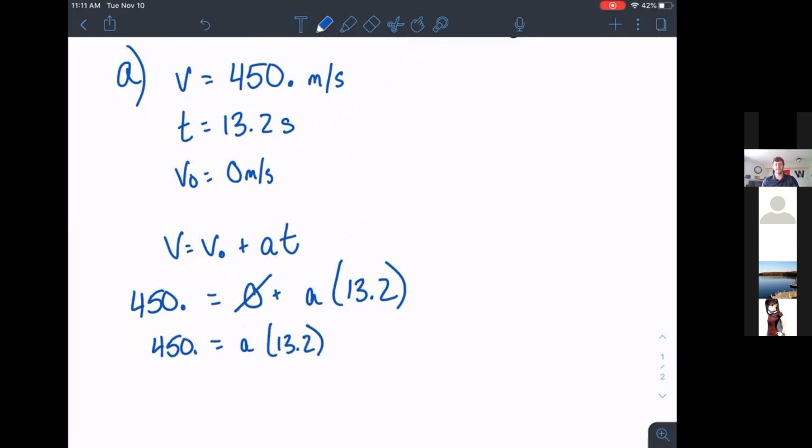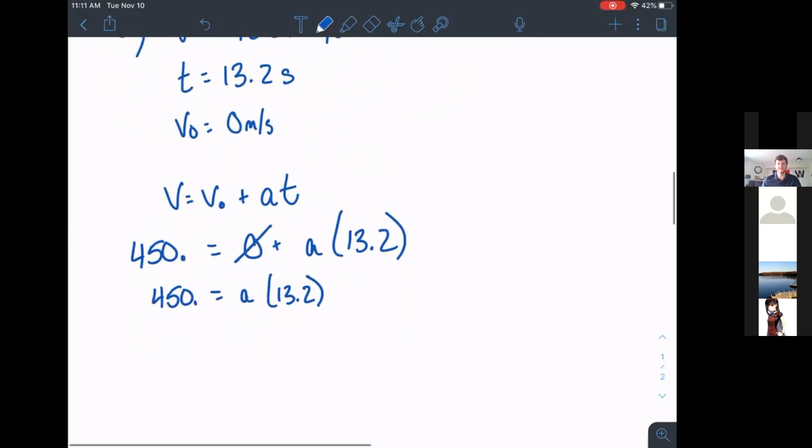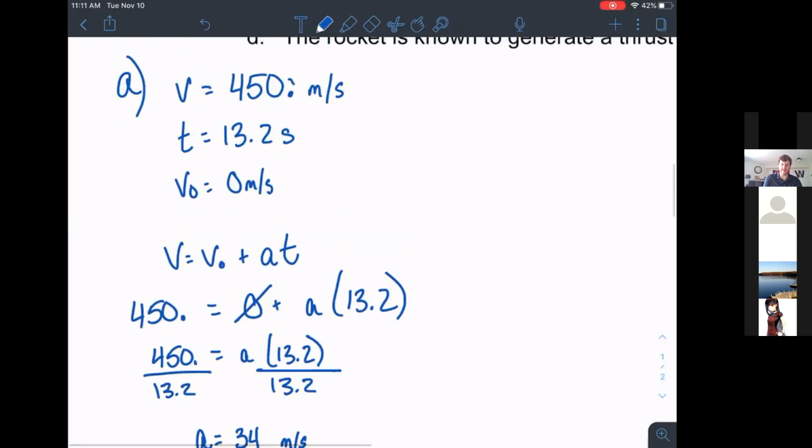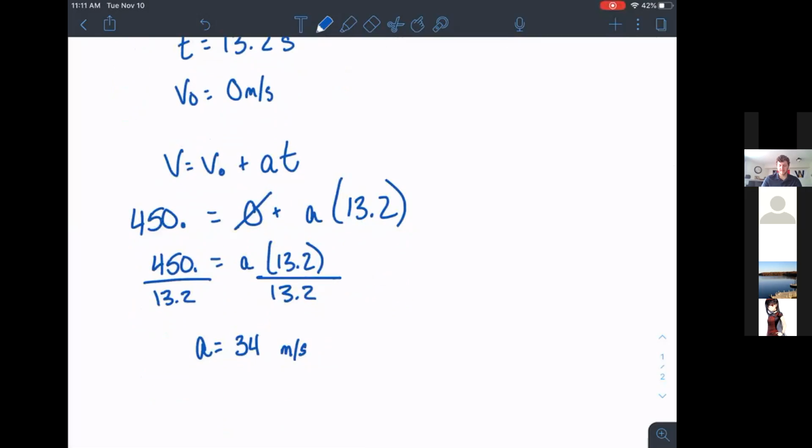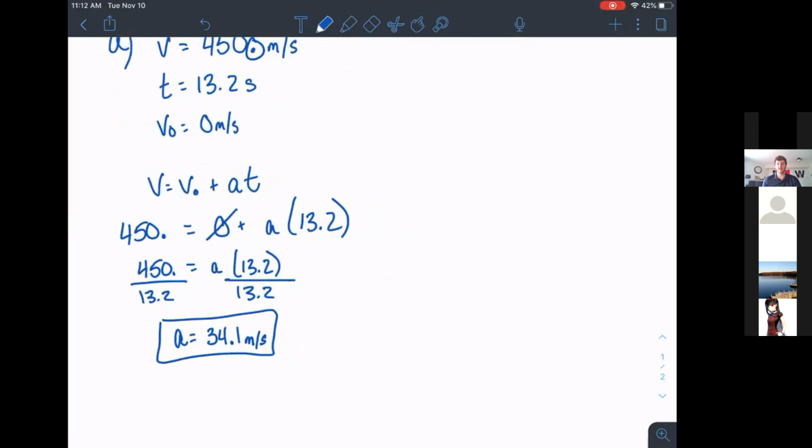Now what? Subtract. Divide by 13.2. And I get my acceleration to equal what value? 34. Is there 3 significant figures? It is 3 significant figures because of that lovely decimal point. Then 34.1. Any questions on part A?